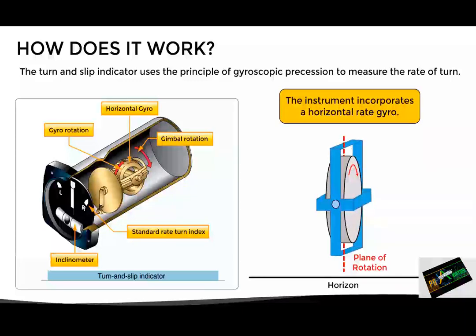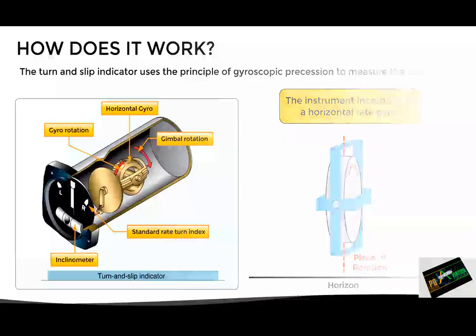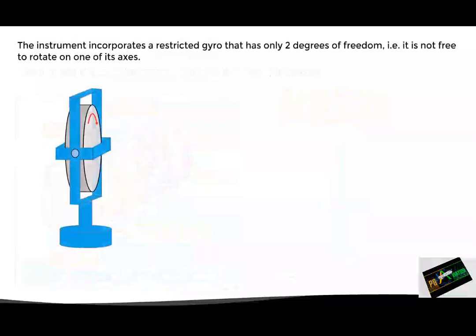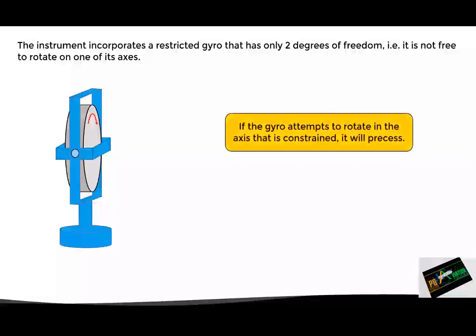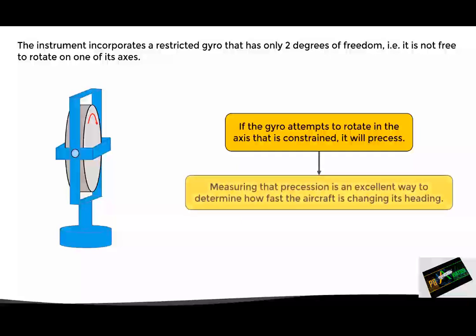As we can see, the plane of rotation of the gyro is perpendicular to the horizon, as was the case with other instruments, such as the heading indicator. However, the difference is that this is not a free gyro, since it has only 2 degrees of freedom, which means that it is not free to rotate on one of its axes. And if the gyro attempts to rotate in the axis that is restricted, it will precess. And measuring that precession is an excellent way to determine how fast the aircraft is changing its heading. And that is exactly what the instrument does.